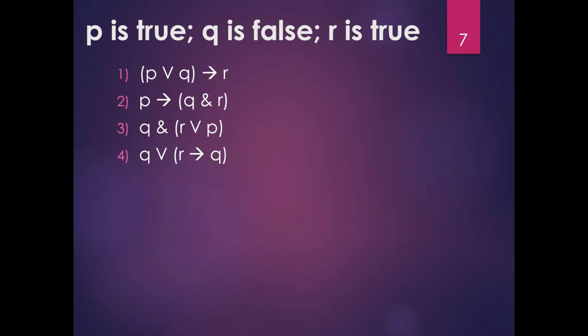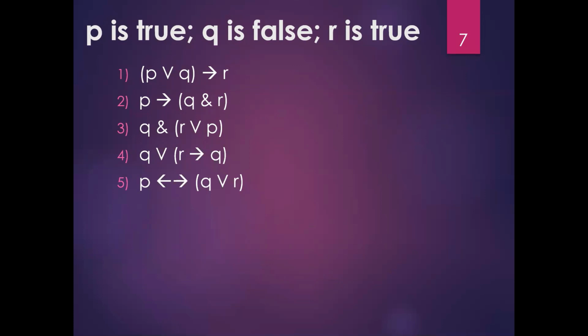Let's consider this one, either Q or if R then Q. Here, if R then Q, we have a true sentence for the antecedent, false for the consequent. So that second disjunct is false. Well, Q is false. So that means this sentence is false.